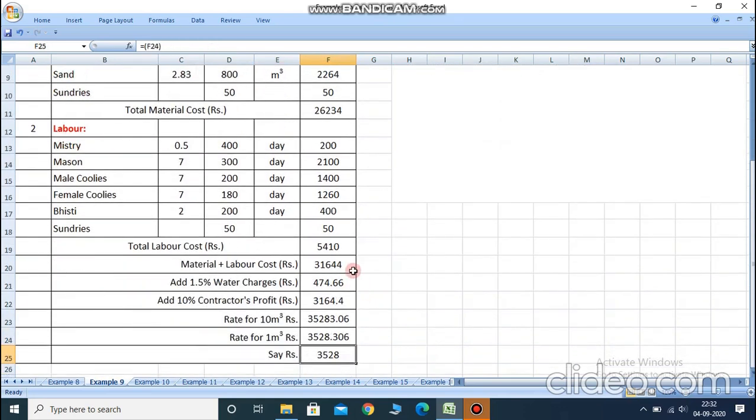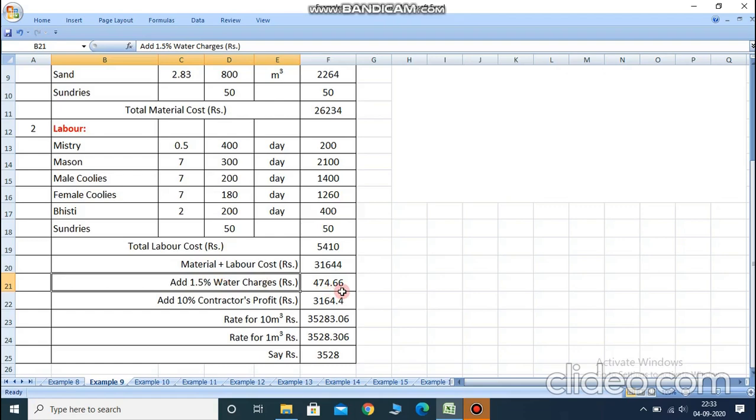Clear? So the summation of the material cost 26,234 and the labor cost 5,410 rupees gives the total material plus labor cost of 31,644 rupees. Now we include the 1.5% water charges.